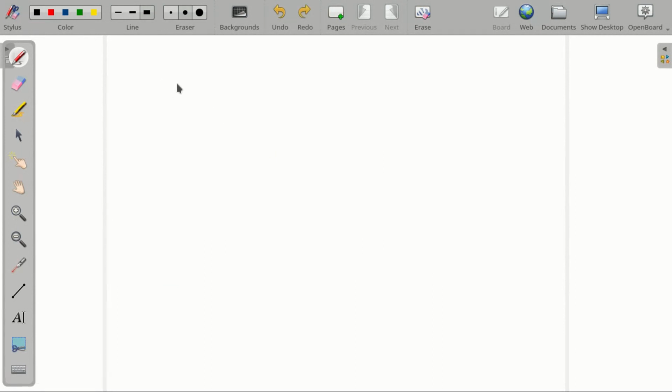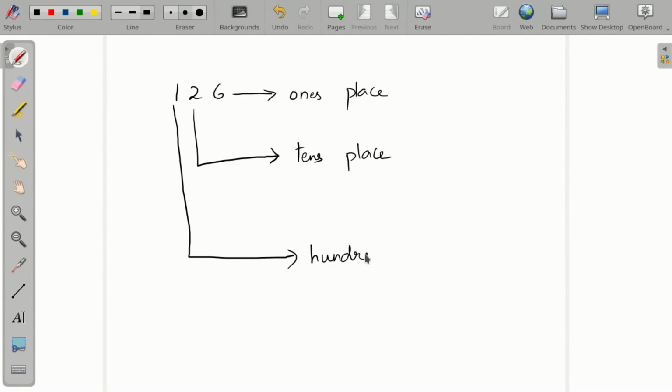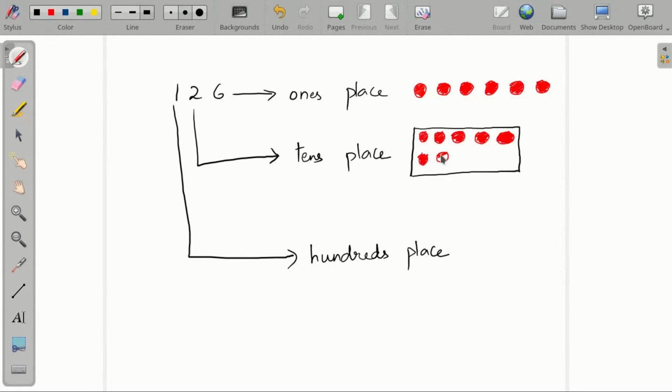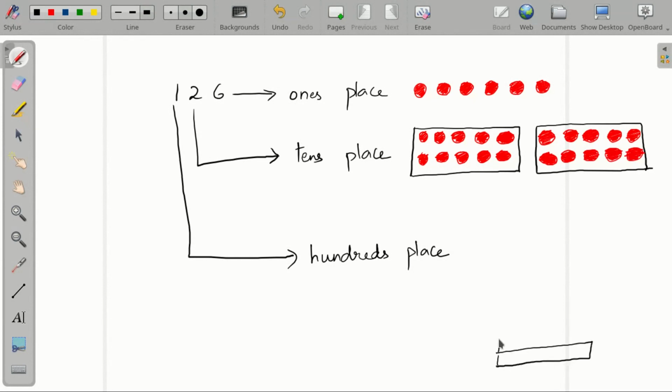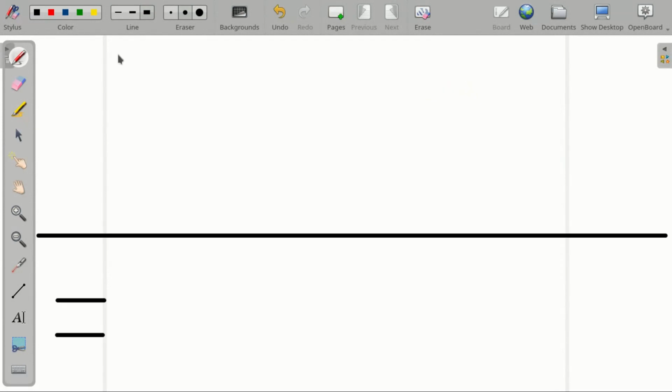To understand why, let's start with place values. We know that any number can be divided into the ones place, the tens place, the hundreds place, and so on. Now let's assume that the ones place is like having apples. So the tens place is like having a box of apples, and the hundreds place is like having a stack of 100 apples, and so on.